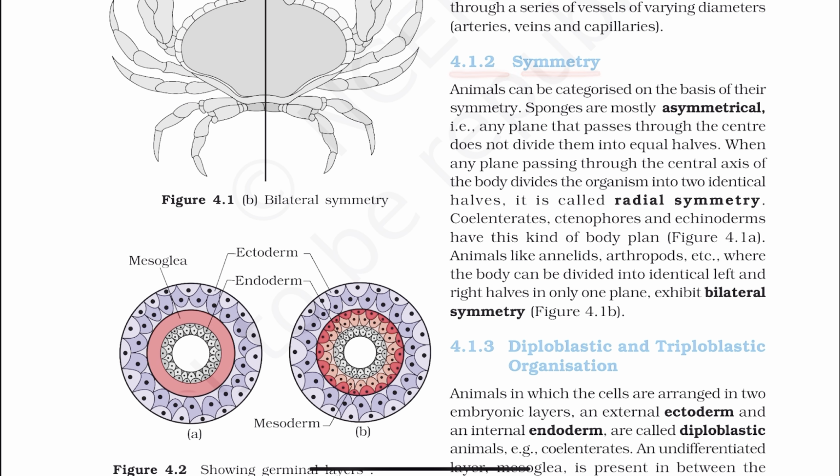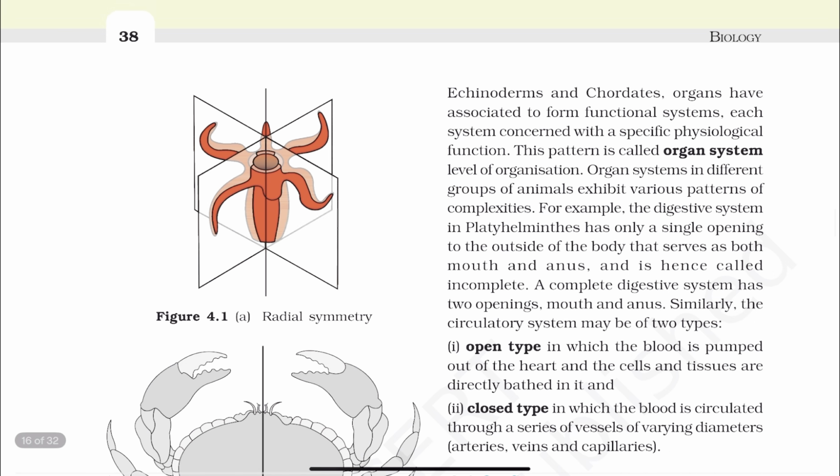4.1.2 Symmetry. Animals can be categorized on the basis of their symmetry. Sponges are mostly asymmetrical, that is, any plane that passes through the center does not divide them into equal halves. When any plane passing through the central axis of the body divides the organism into two identical halves, it is called radial symmetry. Coelenterates, ctenophores, and echinoderms have this kind of body plan. Figure 4.1a Radial symmetry.